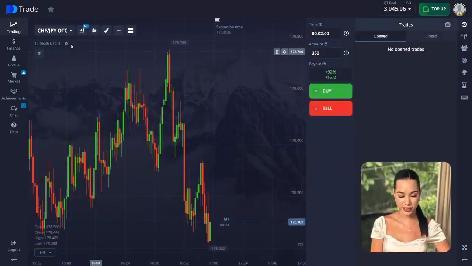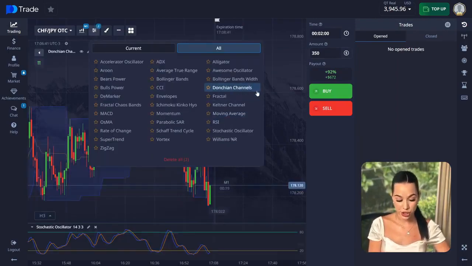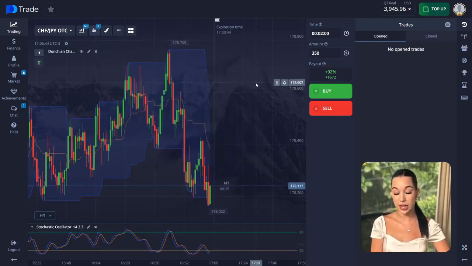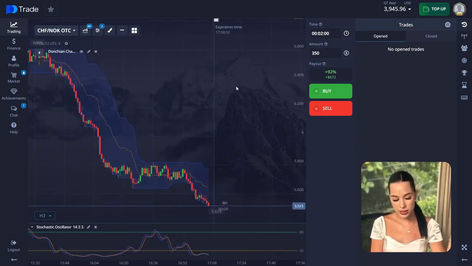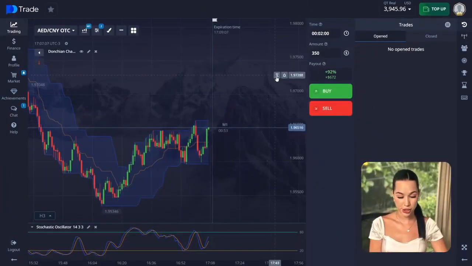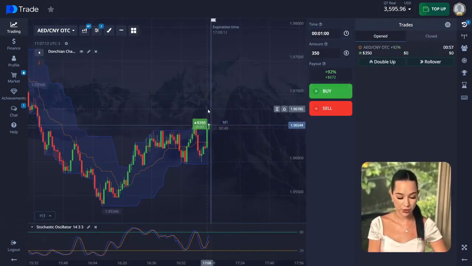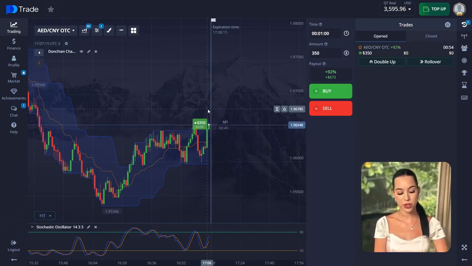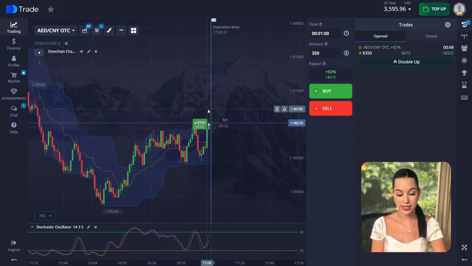So we go to the indicators again, and now we're going to choose the stochastic oscillator and also the Donchian channel. I don't use the stochastic oscillator that often, to be honest, but at the same time, for beginners, it could be a really useful indicator because it simply helps you understand the trend movement. So let's change our time expiration to 1 minute and immediately open a buy trade for $350. What we can see here is the 2 lines of the stochastic oscillator moving upward and almost crossing the level 80. So it's definitely giving us the buy signal.